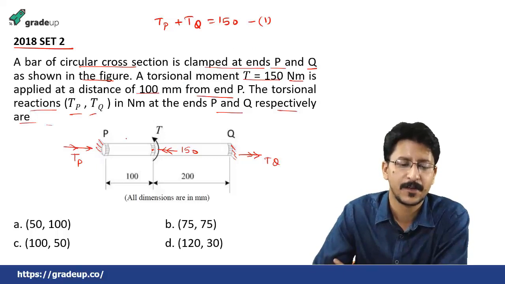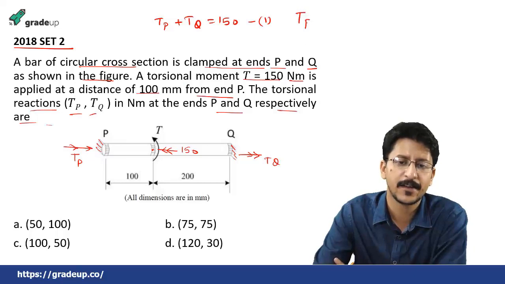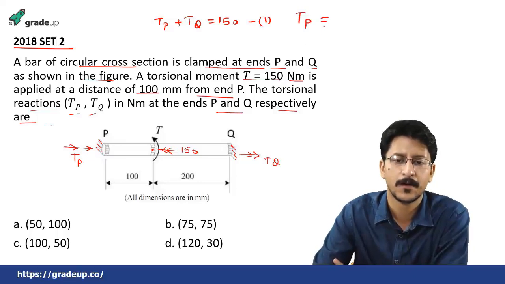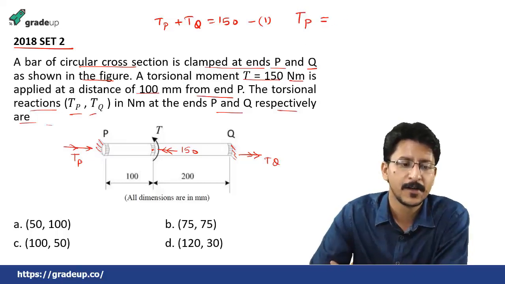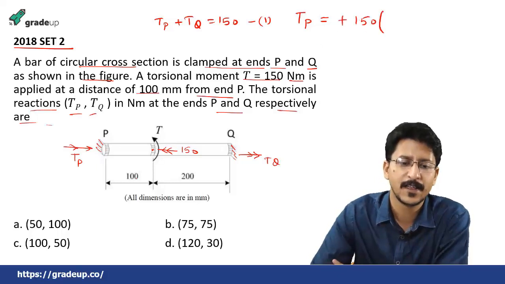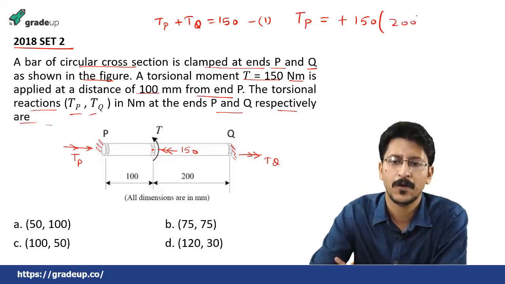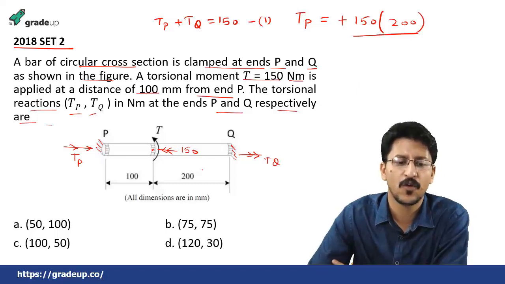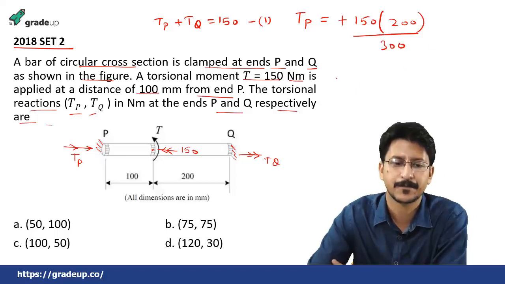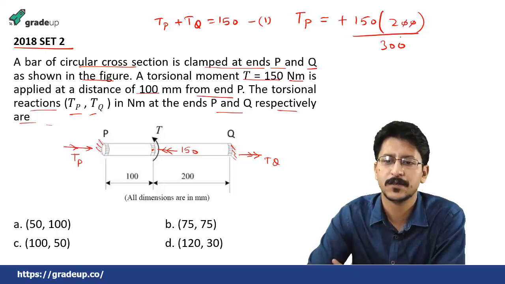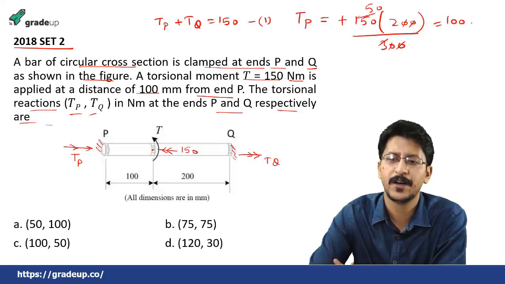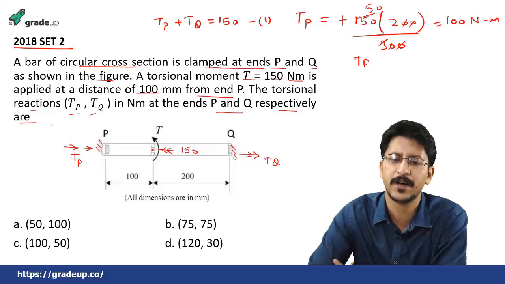Then second, for finding the reactions at the ends, as I have told you, TP is equal to 150 into, this will be a plus sign because both are in opposite, the distance of the applied torque from the other end, that is 200, divided by the overall distance, that is 300. So this 2 goes off, this is 50, 50 into 2 is 100. So the TP is 100 Newton meter.